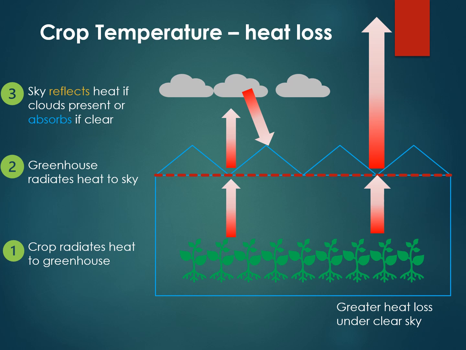So let's say we have a crop, it's radiating heat, and we're okay with that. Or it's radiating heat and we're concerned that it's cooling off too much. We can use a curtain to help us make decisions of how to manage the crop temperature. So, for example, the crop radiates to the greenhouse, the greenhouse radiates to the sky, and the sky either reflects that heat back or it disappears into the atmosphere, depending on whether it's cloudy or not.